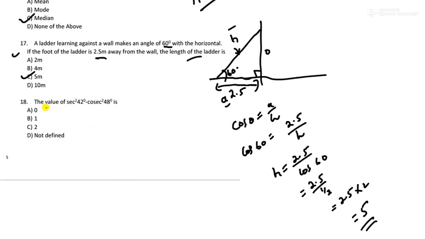Next question they have given: the value of sec square 42 minus cosec square 48 degree is dash. Okay, so see, this is sec square theta minus cosec square, but they have given not theta but some other value, like 90 minus theta, right? Because 90 minus 48 is only how much? 42. Are you getting it?